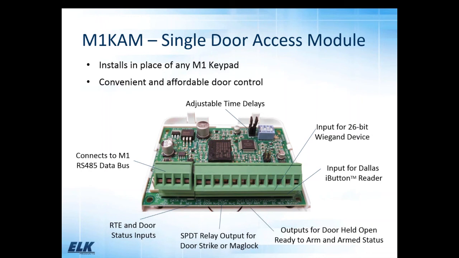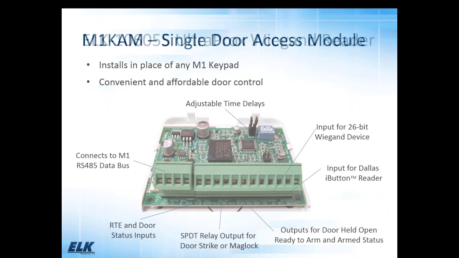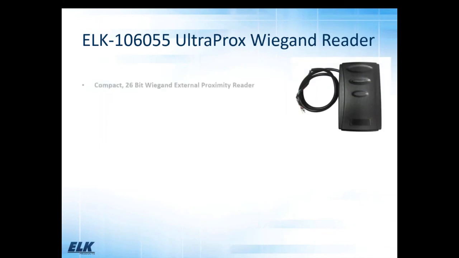There are some other outputs other than the relay output on this access module that provide status, letting you know if the door's held open, if the system is ready to arm, or if it's armed. Those can be used for LED indicators or some other interfacing so that you know the status of those things. They are not required to be used, and you don't have to strap those out if you're not going to use them.